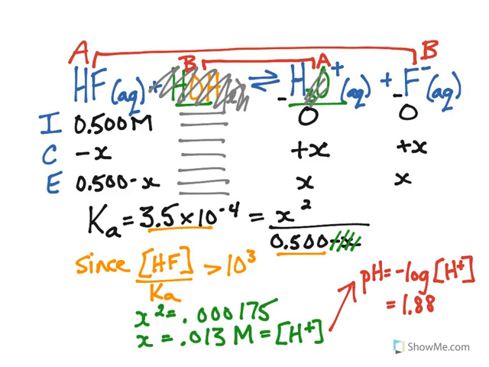I go ahead and solve that equation for x. I get the value for x, which represents the concentration of H plus at equilibrium, and I know that the pH is just the negative log of the concentration of the H plus at equilibrium, and so I find that answer to be 1.88. So you can see it's quite acidic.